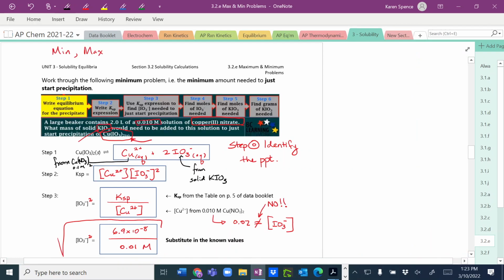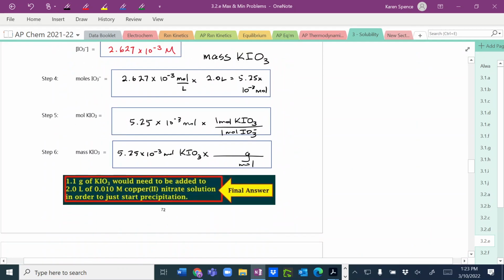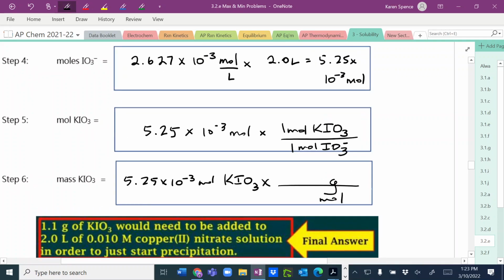Whoa, what happened? That was crazy. Okay. And apparently it equals 1.1.